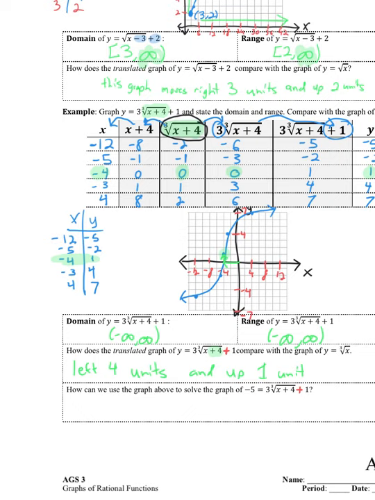And the last part here just asks, how can we use the graph to solve for y equals -5? So if I were just thinking of the line y equals -5, I just look for the point of intersection, which actually happens to be on our graph as well. When y equals -5, x equals -12. One way you could solve that really quickly is you could go onto Desmos and graph the line y equals -5, and then you can graph the line 3 times the cube root of x plus 4, plus 1.